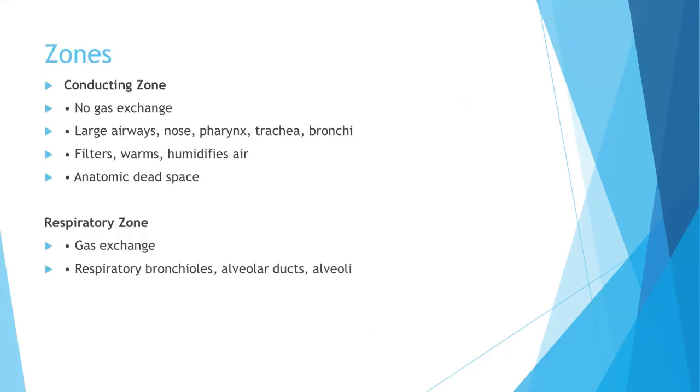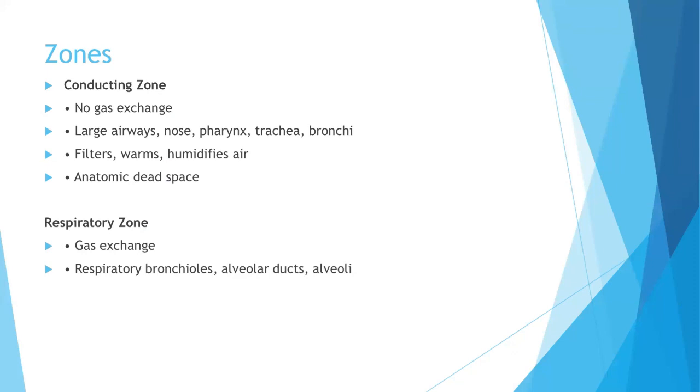We also need to know about the different zones of the respiratory tract. There is the conducting zone and the respiratory zone. The conducting zone is where there is no gas exchange, and it consists of the large airways like the nose, pharynx, trachea, and bronchi. Its function is to filter, warm, and humidify the air. It is also called the anatomical dead space because there is no exchange of gas occurring in these areas.